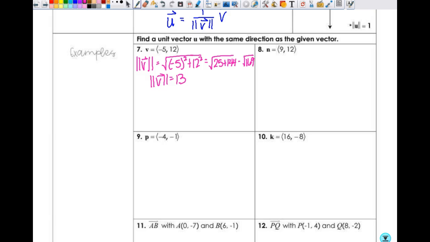Okay? So to find the unit vector, I take 1 over 13 times the vector itself, negative 5, 12. That means my unit vector is negative 5 over 13, 12 over 13. That's my unit vector, which is kind of like the vector reduced down to where I got the angle and we know that the magnitude is 1. Okay, everybody good? This is my answer, yes. All right, so y'all do number 8.